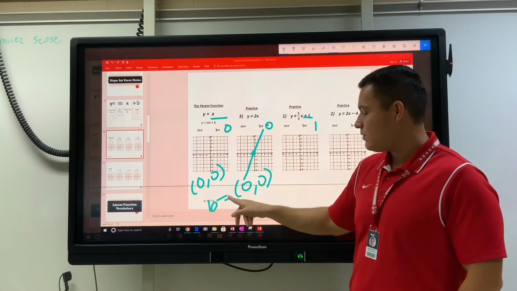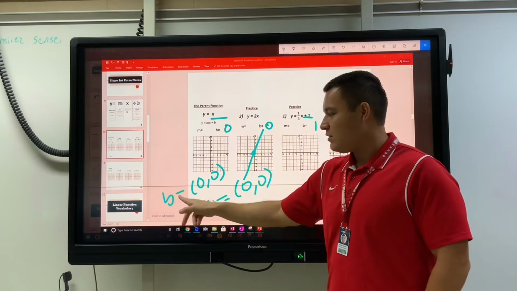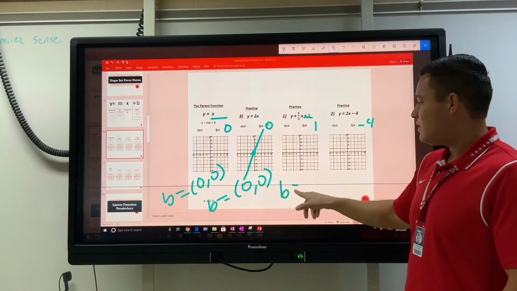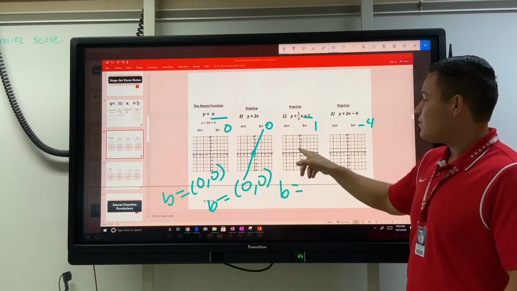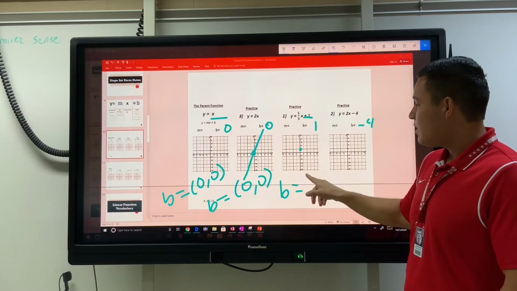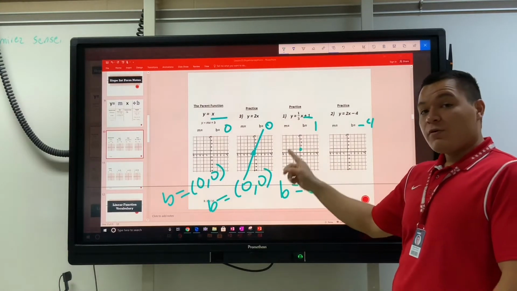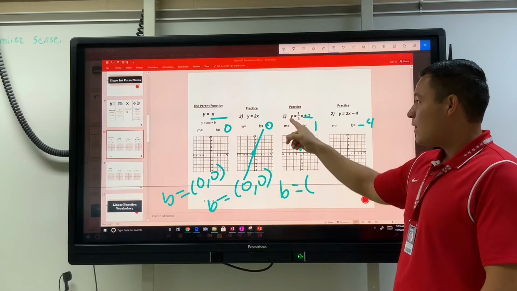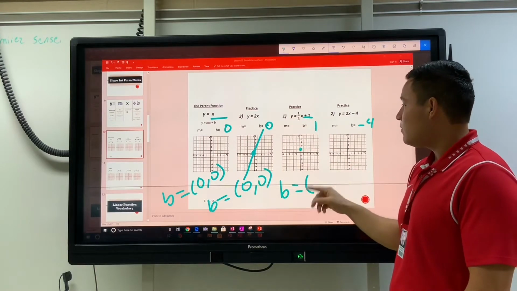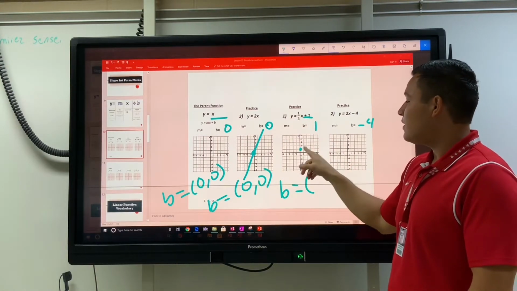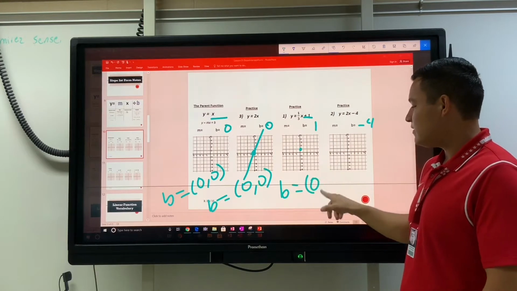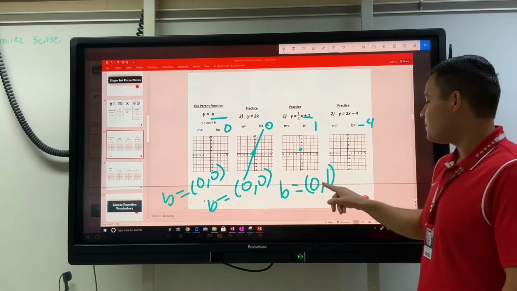B equals that coordinate. B equals this coordinate. B is equal to where this graph touched at 1. So the coordinate for this graph, y equals 1/3 x plus 1, would be, we are not to the right, we're not to the left, so the x is 0 and the y is 1.